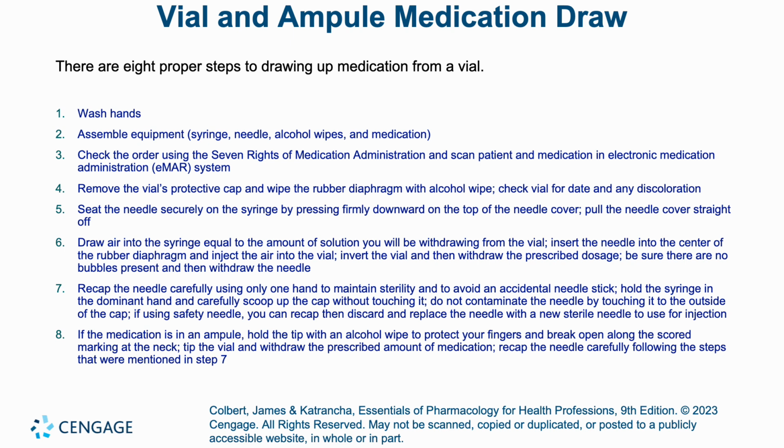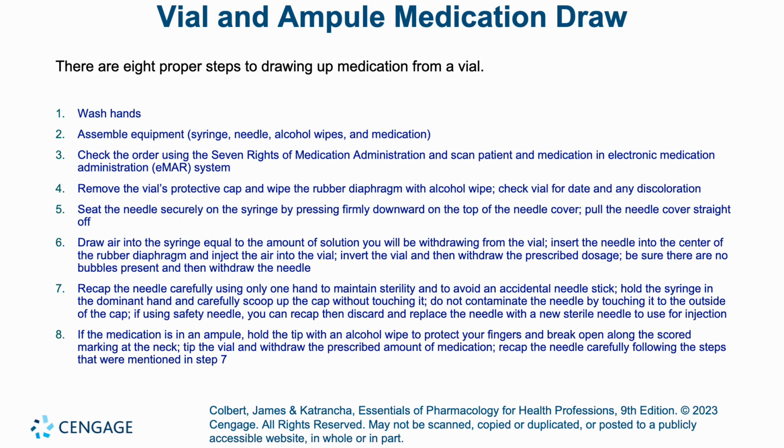Vial and ampule medication draw. There are 8 proper steps to drawing up medication from a vial. Step 1, wash your hands. You'll see that this is pretty much always the first step in anything related to healthcare. 2, assemble equipment: syringe, needle, alcohol wipes, and medication. 3, check the order using the 7 rights of medication administration and scan patient and medication in the electronic medication administration record (EMAR) system. 4, remove the vial's protective cap and wipe the rubber diaphragm with an alcohol wipe. Check the vial for date and any discoloration.